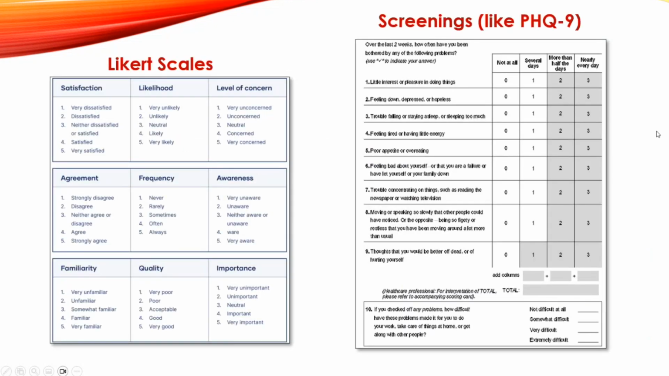A lot of you are familiar with Likert scales. A Likert scale is simply when you're asking somebody to rate something on a scale of 1 to 5 or 1 to 10. It can be whatever range you want. It can be very unlikely to likely, or not concerned to extremely concerned. Anything like that is considered a Likert scale. Likert scales are one effective way to develop a baseline measure and then to measure a person's progress.